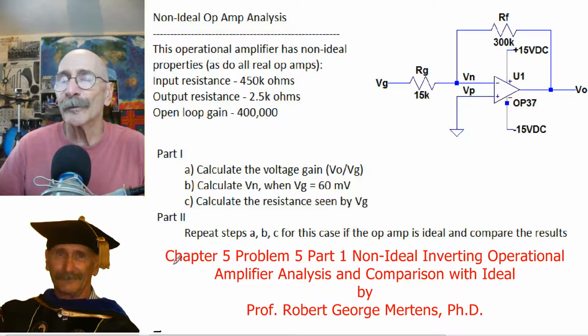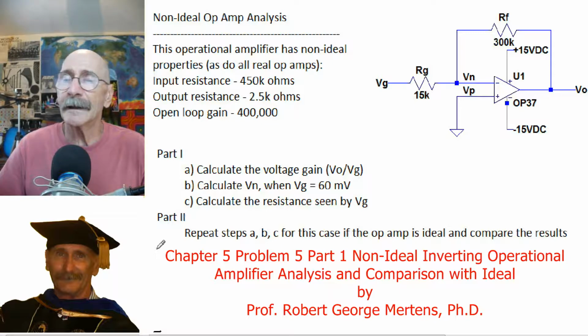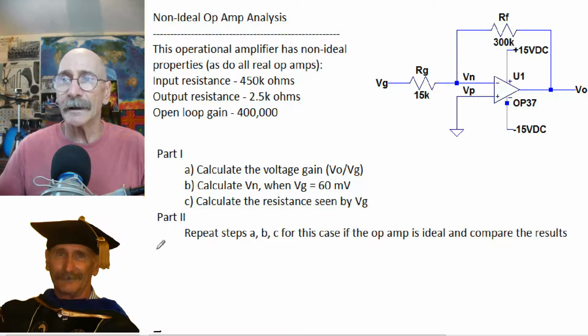I'm Dr. Bob, and today we're going to go over a non-ideal op-amp analysis. This is the case where we don't have an ideal op-amp. In this problem, this operational amplifier has non-ideal properties, as do all real operational amplifiers. So in this case, we have an input resistance of 450 k ohms, an output resistance of 2.5 k ohms, with an open loop gain of 400,000.